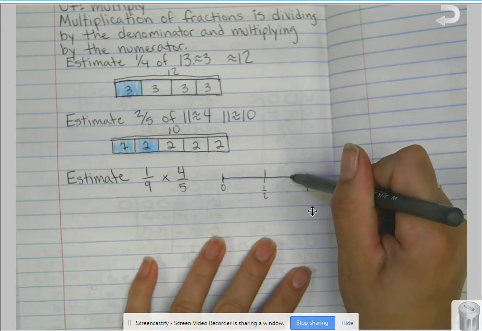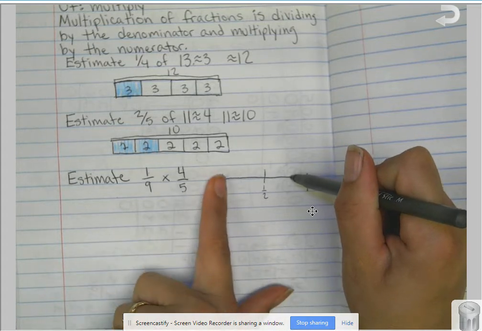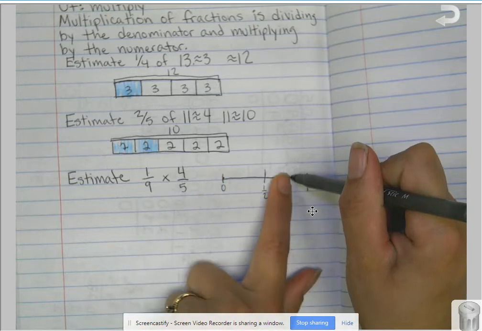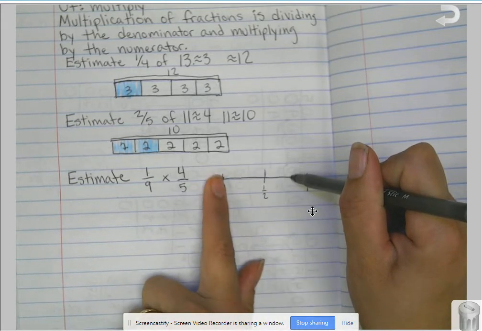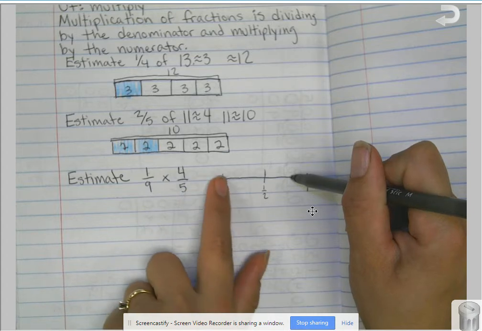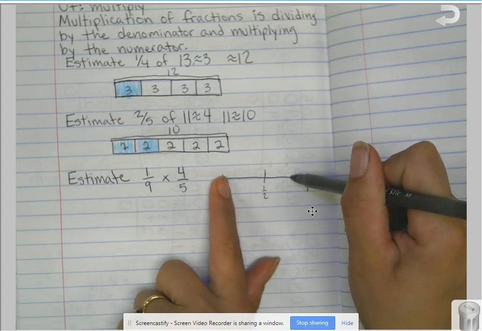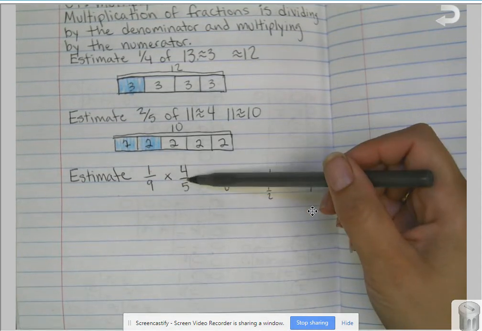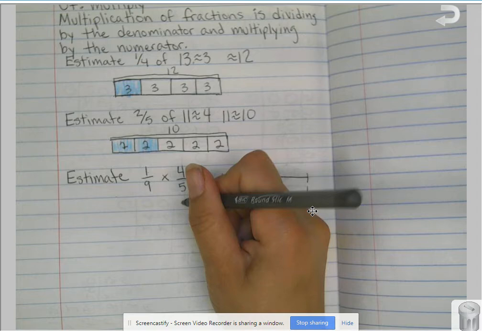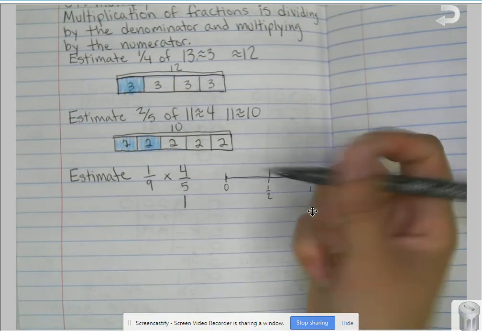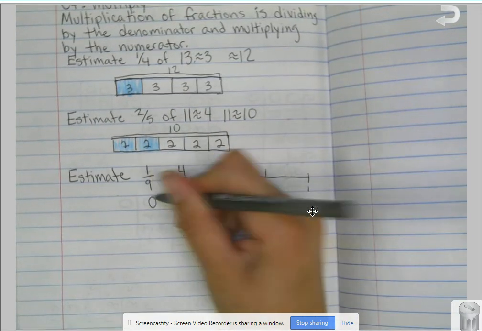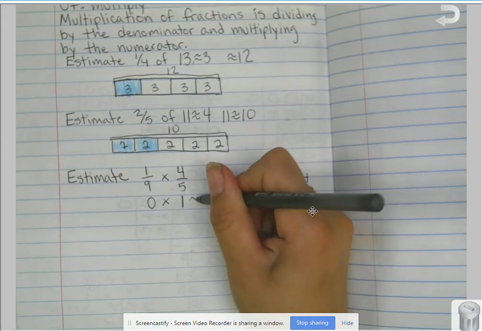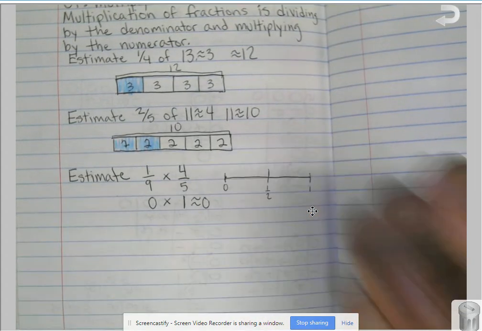Now, if I want 1/9 of that, that means I'm splitting that area into 9 pieces and I want 1 of them. So if I split this little space into 9 little pieces and I only want 1 of them, it's going to be somewhere right here. So you can kind of visualize that. But when we're estimating, we just say, okay, where's this? 4/5 is pretty close to 1, so I'm going to leave that as 1. 1/9 is pretty close to 0. So what's my answer going to be fairly close to? It's going to be about 0. It's going to be a really small number.